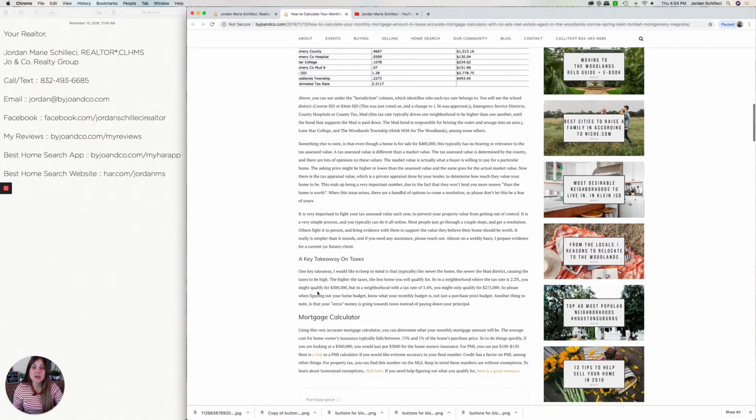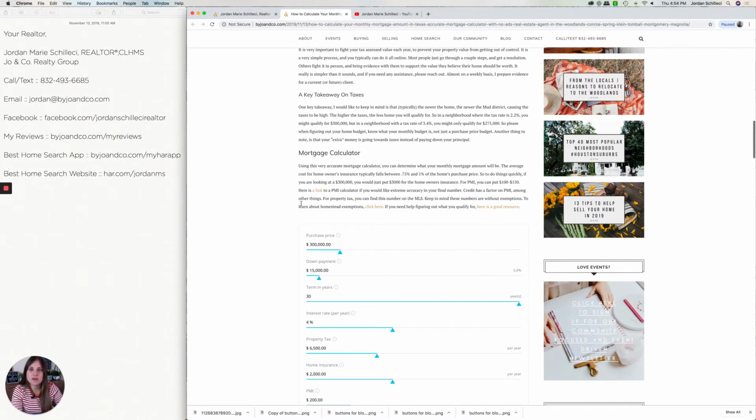So some key takeaways on taxes that I want to go over with y'all. I would like you to keep in mind that typically the newer the home, the newer the MUD district, causing the taxes to be higher. So the higher the taxes, the less home you qualify for. So in a neighborhood where the tax rate is 2.2, you might qualify for $300,000, but in a neighborhood where the tax rate is 3.4, you might only qualify for $275,000.